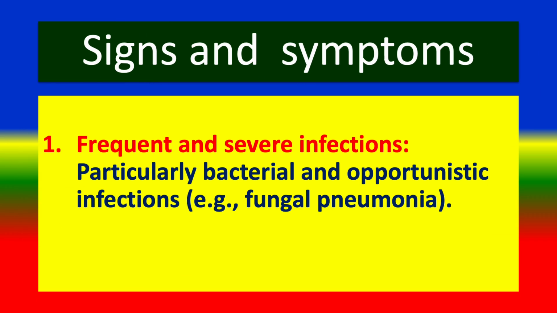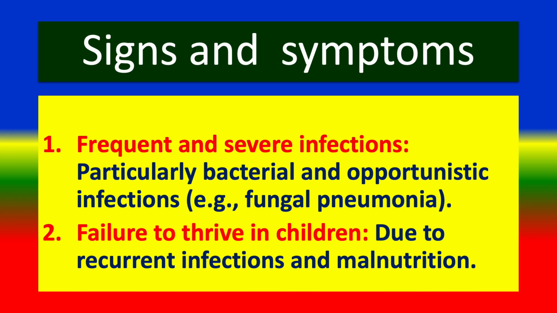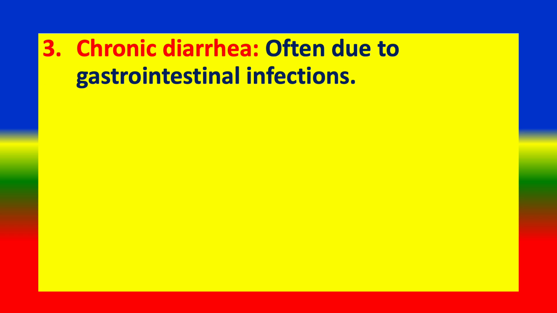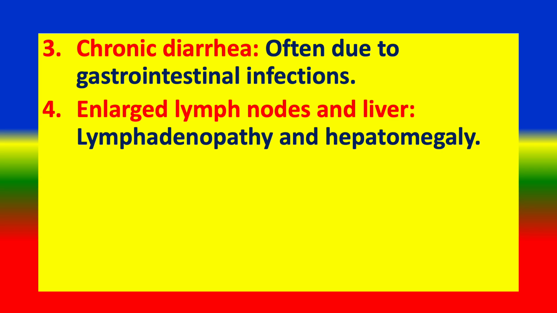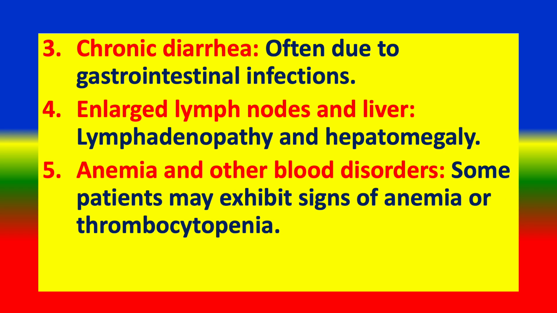Signs and symptoms. 1. Frequent and severe infections, particularly bacterial and opportunistic infections, for example fungal pneumonia. 2. Failure to thrive in children due to recurrent infections and malnutrition. 3. Chronic diarrhea, often due to gastrointestinal infections. 4. Enlarged lymph nodes and liver: lymphadenopathy and hepatomegaly. 5. Anemia and other blood disorders. Some patients may exhibit signs of anemia or thrombocytopenia.